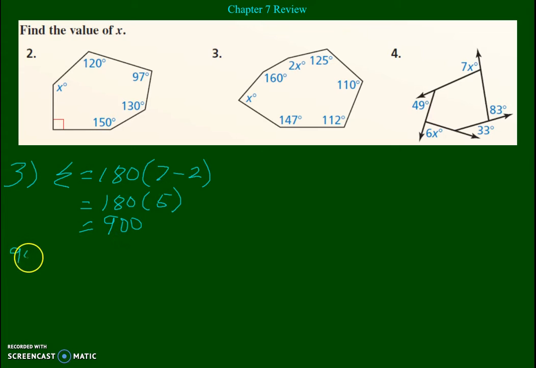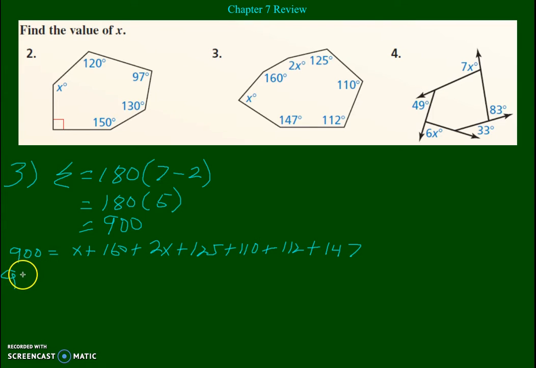So 900 equals, let's start here with the x. So x plus 160 plus 2x plus 125 plus 110 plus 112, a little tedious, plus 147.